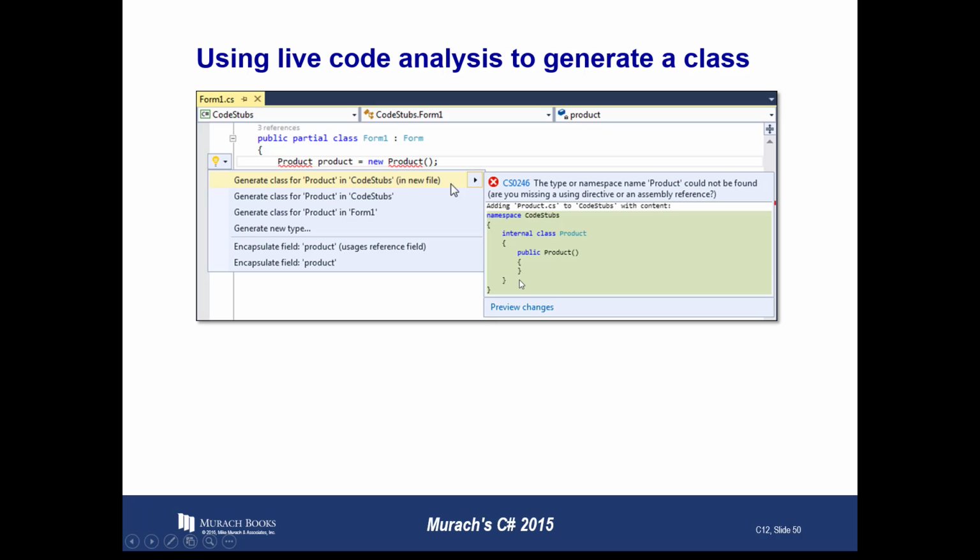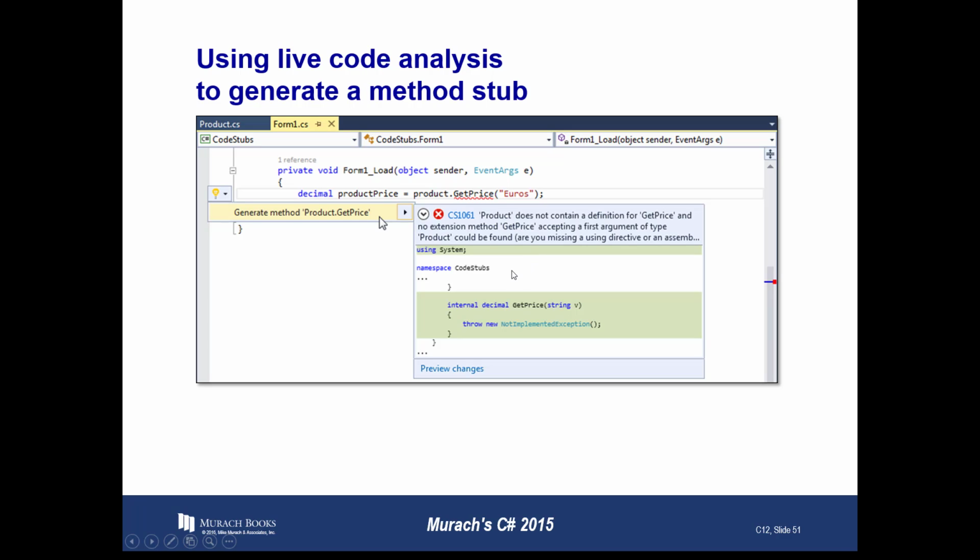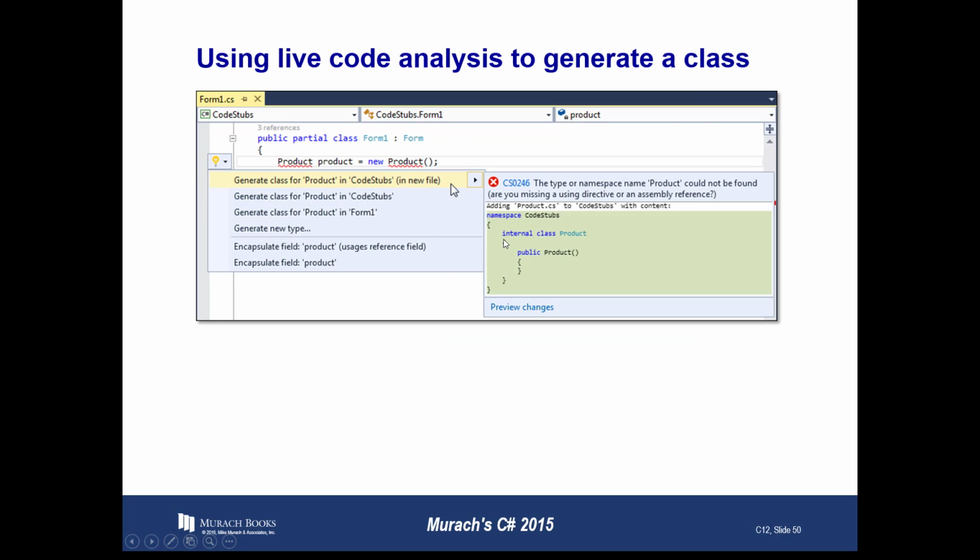Now that might not sound like much, but it'll make your errors go away, and it does write some code for you. In much the same way, in this example right here, we're calling a routine called getPrice. The routine does not exist, so again we get the little light bulb. When we click on the light bulb, it asks, do you want us to generate the method for you? And you'll notice it does, so it'll generate it for you.